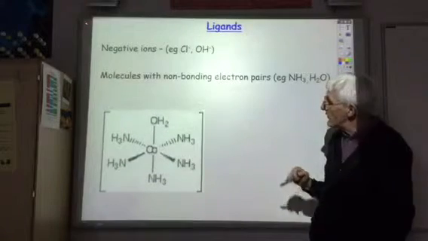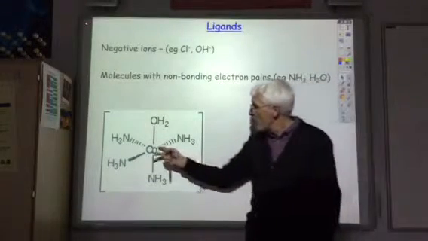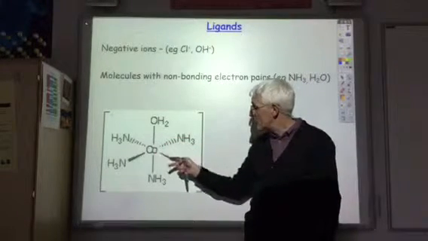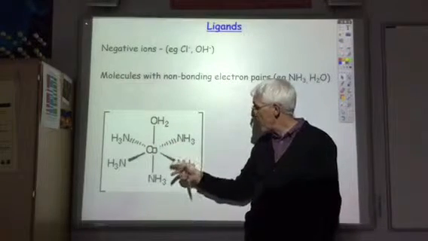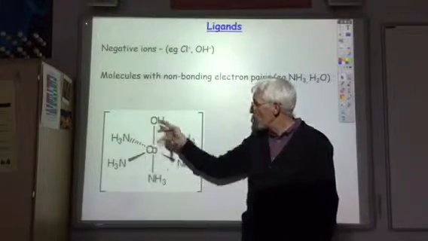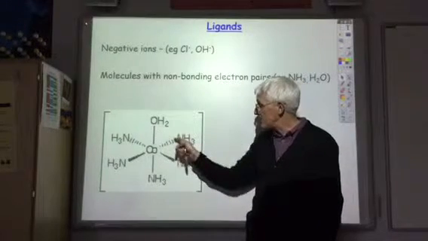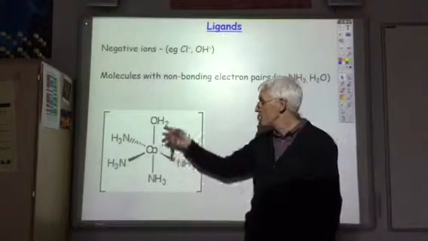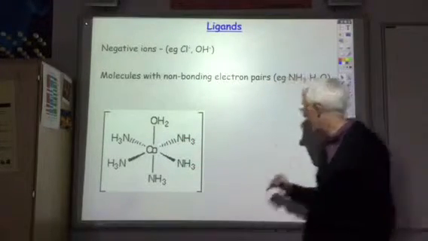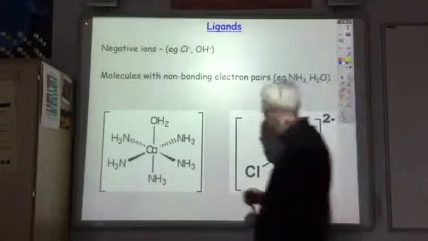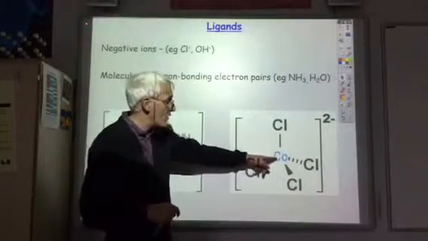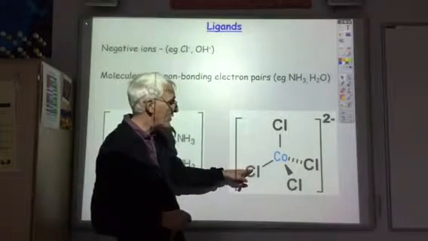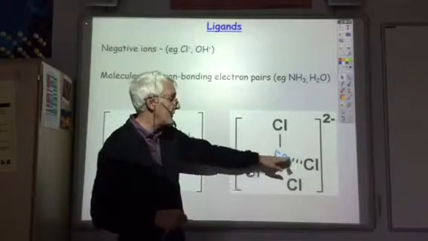This is an example of a transition metal complex. We've got a cobalt ion here, and it's attached to 6 ligands. 5 of them are ammonia molecules and 1 of them is a water molecule. These lines represent covalent bonds. They're dative covalent bonds that, once formed, are just like any other covalent bond. In this example, we've got a cobalt ion as the centre, and it's attached to 4 chloride ions by dative covalent bonds.